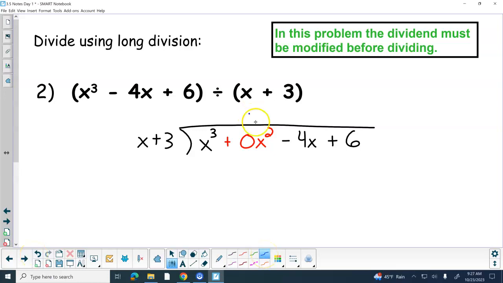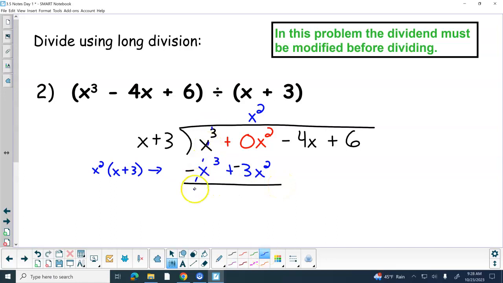So I've got to multiply by x squared. Then this line is going to be x squared times x plus 3, which gives me x cubed plus 3x squared. Then I'm going to change signs, and that goes away. Gives me negative 3x squared. Yes. Good so far.